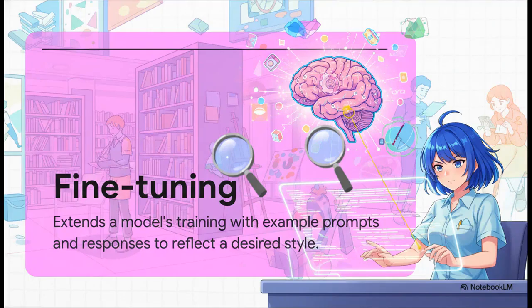The second master tool is fine-tuning. Now, if RAG is like giving the model a library to read, then fine-tuning is like sending it to an apprenticeship. You actually train the model on a bunch of hand-picked examples, teaching it your specific style and tone until it consistently behaves exactly the way you want it to.